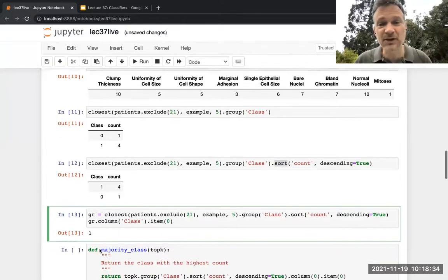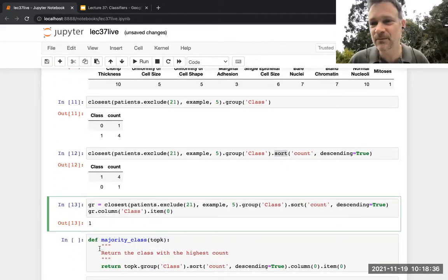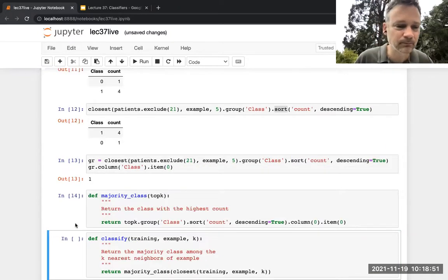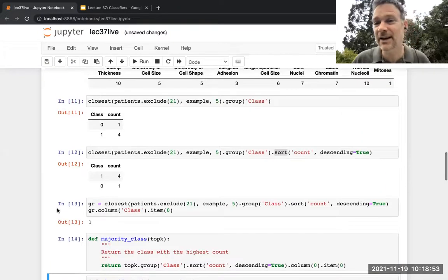All right, so let's put this in a function to do this for any data set. And this function is going to take this table with the k nearest neighbors, and then it's just going to do this code that we just wrote just now. And that is now a function that will compute the majority class among all of the k nearest neighbors.